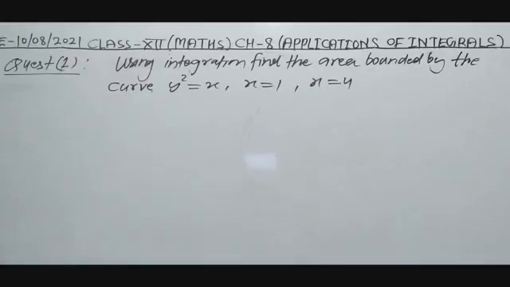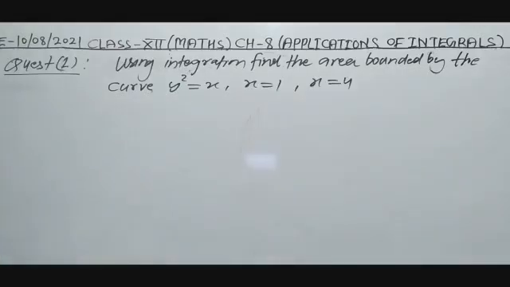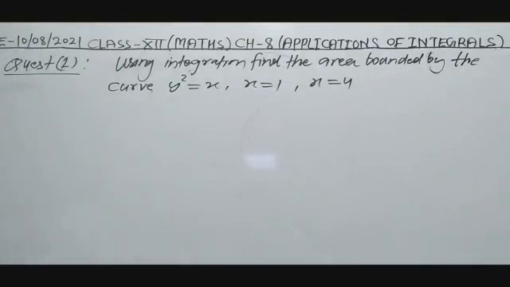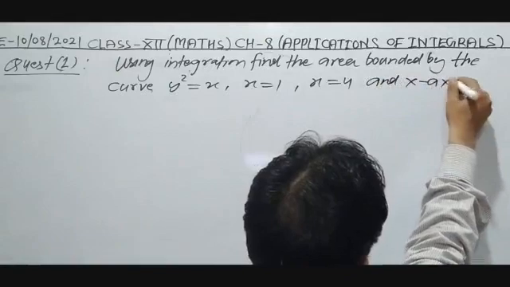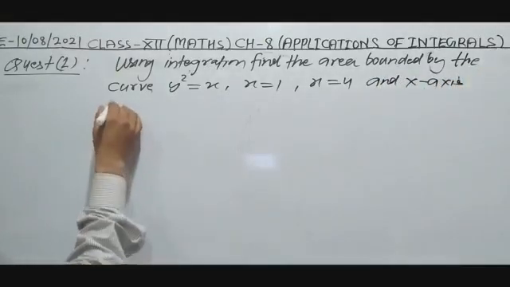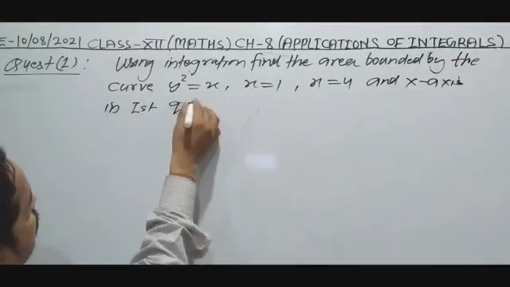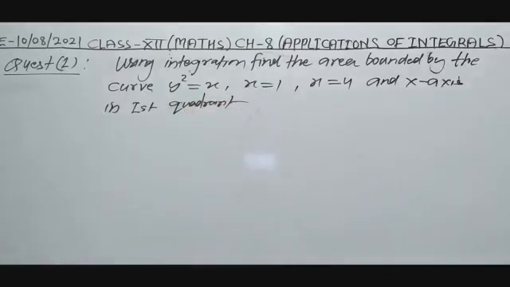Question number 1 is: using integration, find the area bounded by the curve y square is equal to x, x is equal to 1, and x is equal to 4. We have to find the area bounded by the curve y square is equal to x, x is equal to 1, x is equal to 4, and the x axis in the first quadrant. This is the question. Now first of all, I will draw the graph.